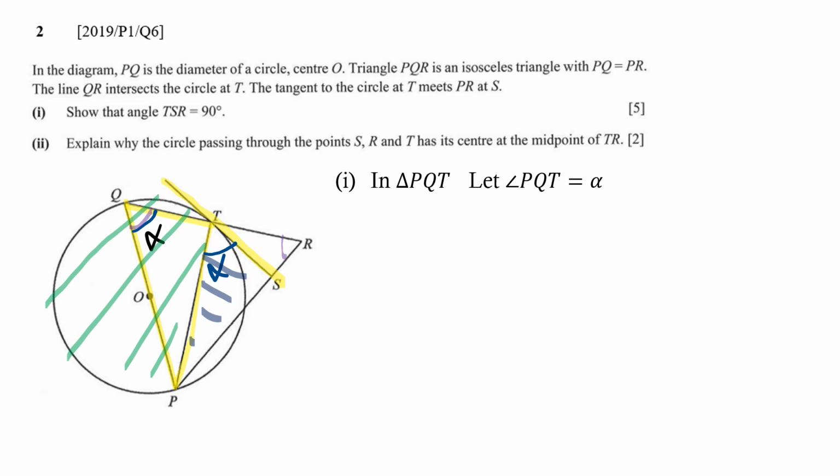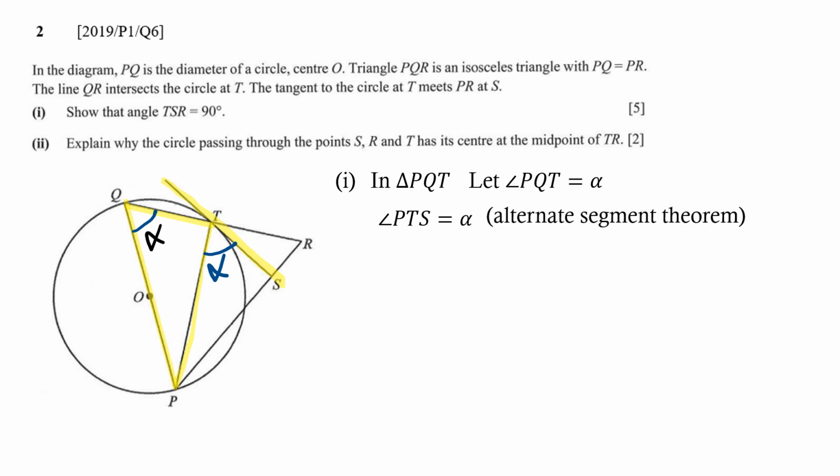So that explains why angle PTS is alpha also. Okay, so I'm going to erase this. There's too much on the screen. It's very, very confusing. All right, and yes, so we need to write down the reason.